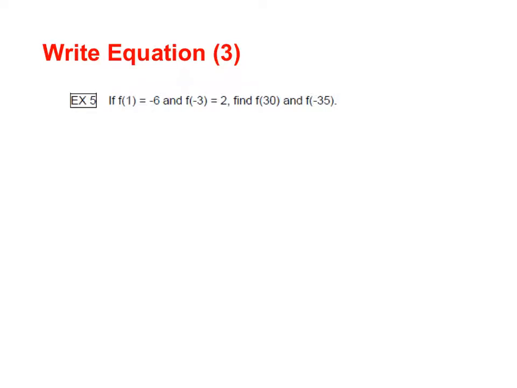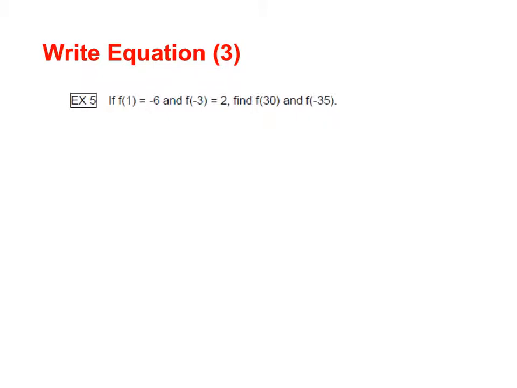Alright, so our third example with writing our equations, it's similar, but it takes it a step further. So we're given the information if f of 1 equals -6 and f of -3 equals 2. Right there, that's enough information for us to write an equation of the line. So it says if that information is true, then find f of 30 and f of -35.